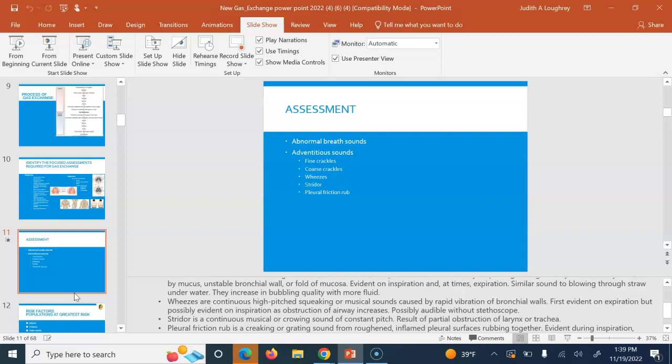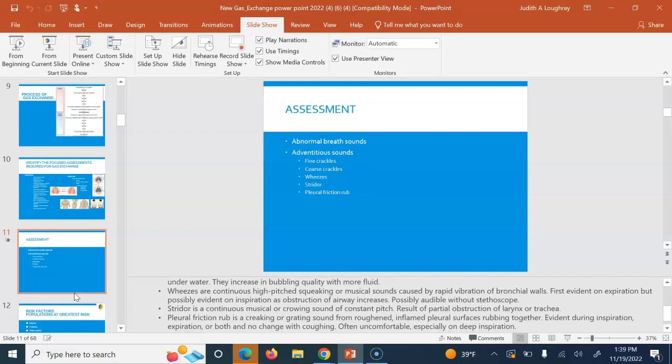A stridor is a continuous musical or crowing sound of constant pitch, the result of partial obstruction of the larynx and trachea. You often hear that in pediatrics, which we're going to talk about a little bit more next semester, with people with croup, things like that. Pleural friction rub is a creaking or grating sound from a roughened, inflamed pleural surface rubbing together.